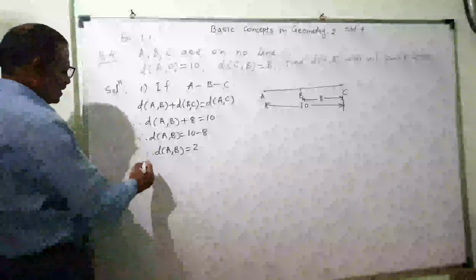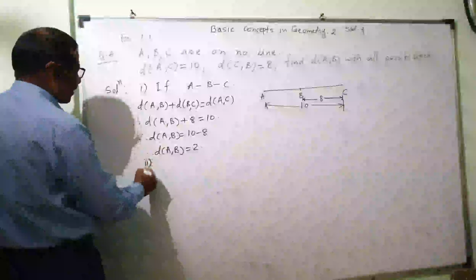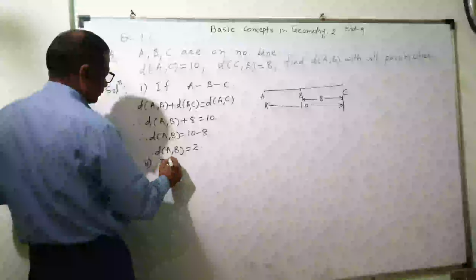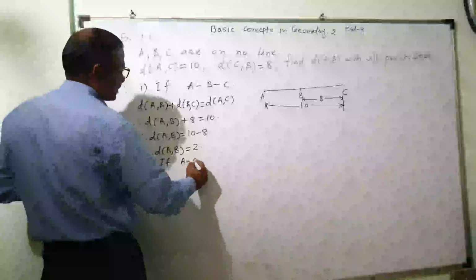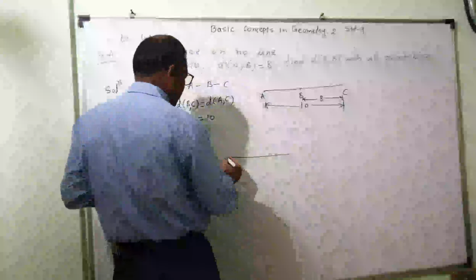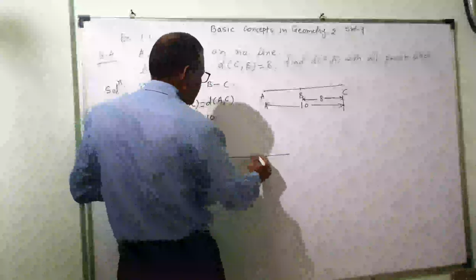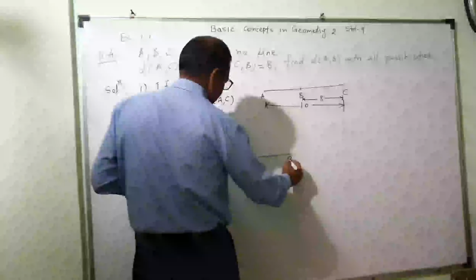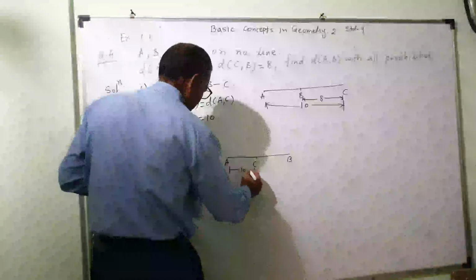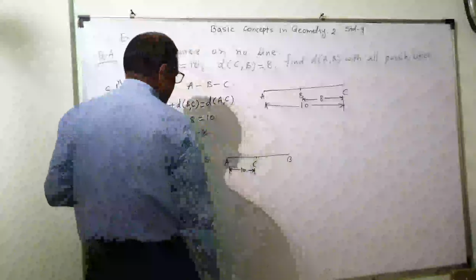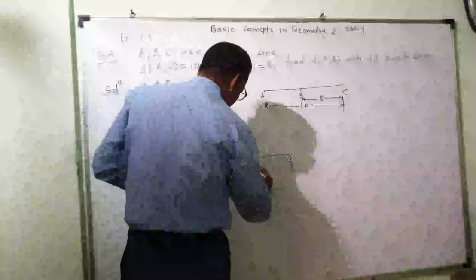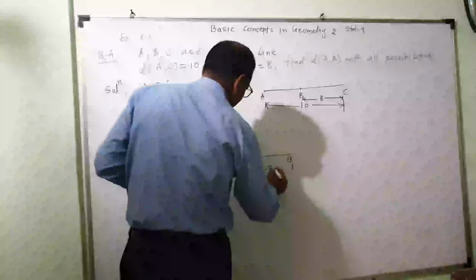This is one case. Case number 2. When C is in between, if A-C-B, then the figure will be like this. A, here C, and here B. AC is how much? 10. BC is how much? 8. BC or CB is one and the same.